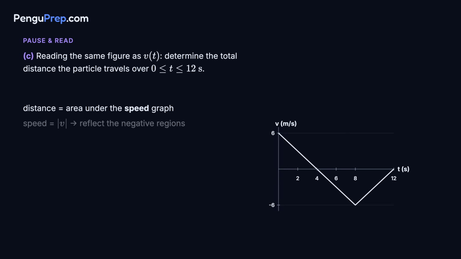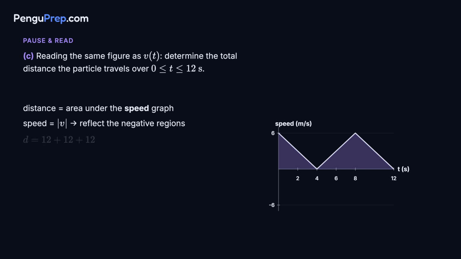Well, speed is the absolute value of velocity. So we reflect all of the negative regions of the velocity graph over the x-axis, or the t-axis here. If we do that, the graph looks something like this. And from here, we just need to find the area of these triangles. And if you do, you get 36, so the answer is 36 meters.